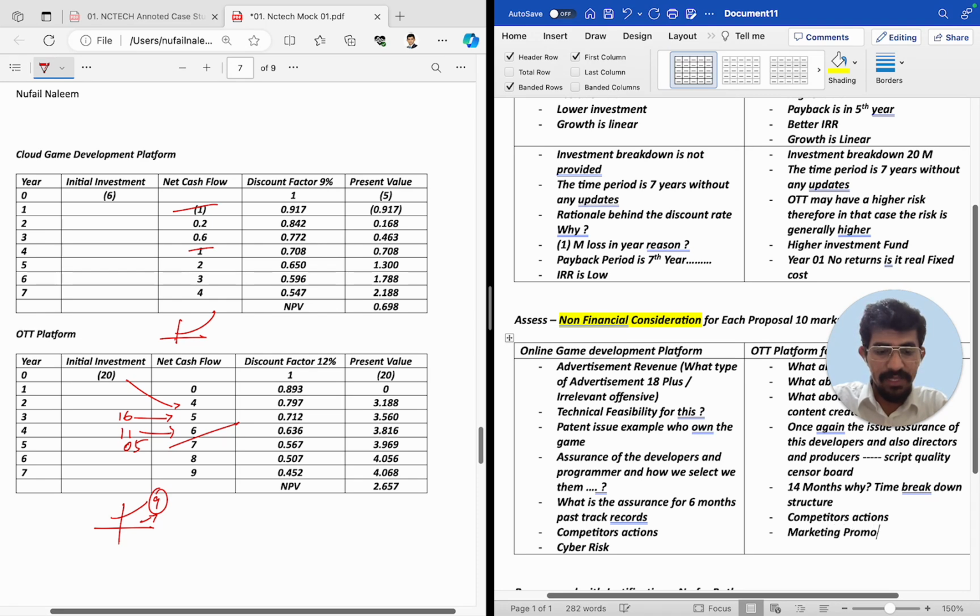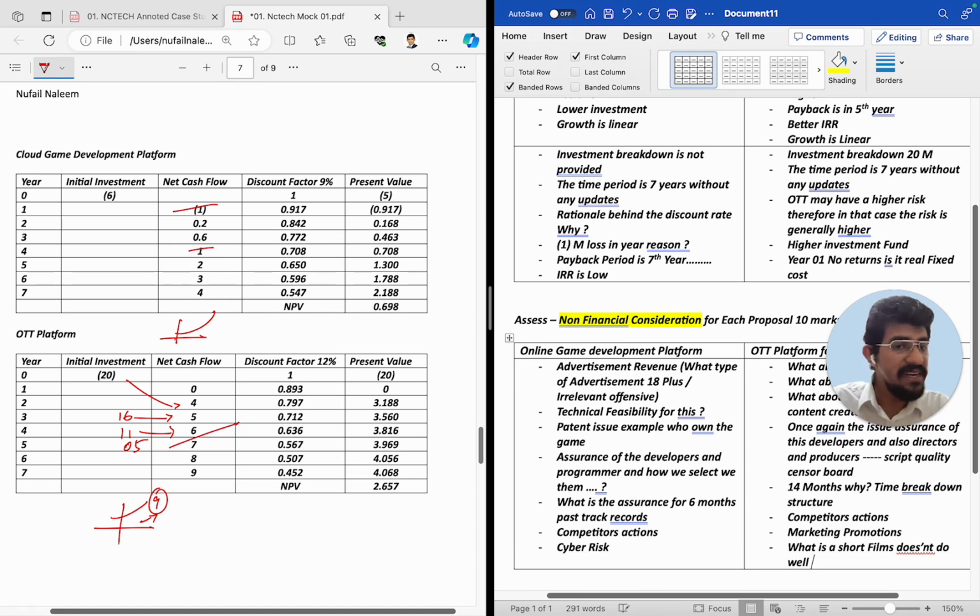So can I write down here marketing and promotions also? And then students, again, what if a short film doesn't do well? So that will be another challenge also for our organization.